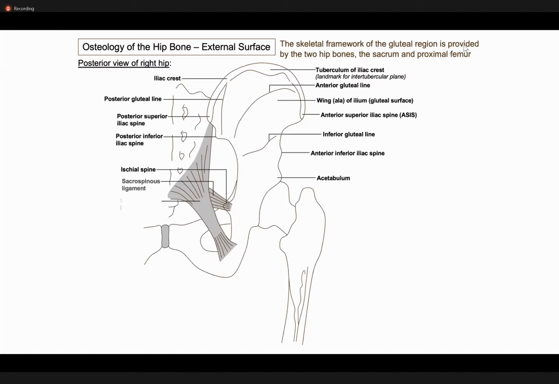Sacrotuberous ligament. There is no rocket science here. Are we good with that? Now, look at my arrow.